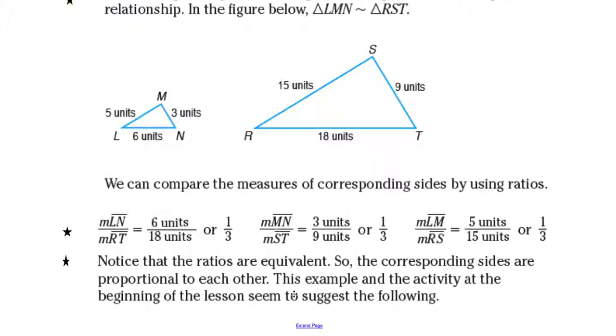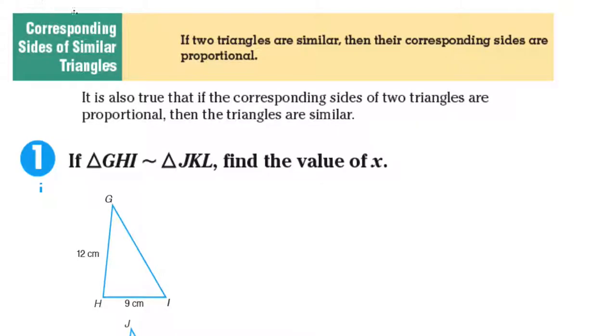This example and the activity at the beginning of the lesson seem to suggest the following, and this is what we come up with: if two triangles are similar, then their corresponding sides are proportional. So if they are similar, the sides are also proportional. It is also true that if the corresponding sides of two triangles are proportional, then the triangles are similar. So the reverse is also true. If you have corresponding sides that are proportional, then you can conclude that the triangles are similar as well.